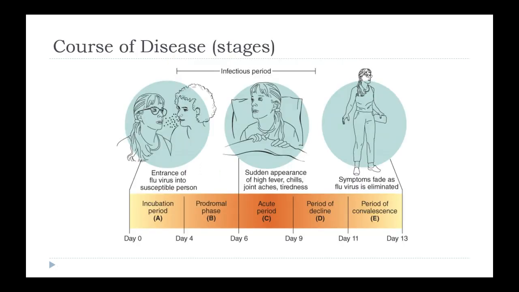As far as the course of disease, this can be broken down into some common stages here. This is just showing a flu, like influenza, and the time period here is going to be different for all kinds of different diseases. First of all, there's usually an incubation period. If the virus in this case found its way into the susceptible host, it's going to take a little bit of time to multiply.